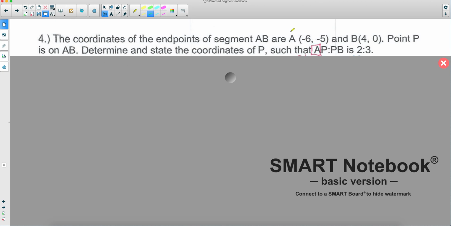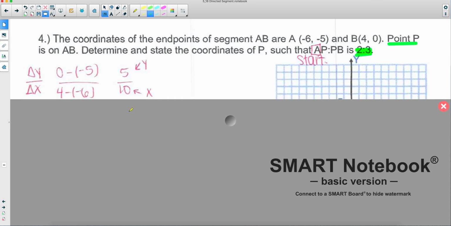Okay, so for number 4, we have points A (-6, -5), B is (4, 0). Point P, we need to have on AB, it's going to divide it into a 2 to 3 ratio. I'm skimming through the questions for all the important parts. First step, change in y over change in x. Here it is. So we have 5 over 10.